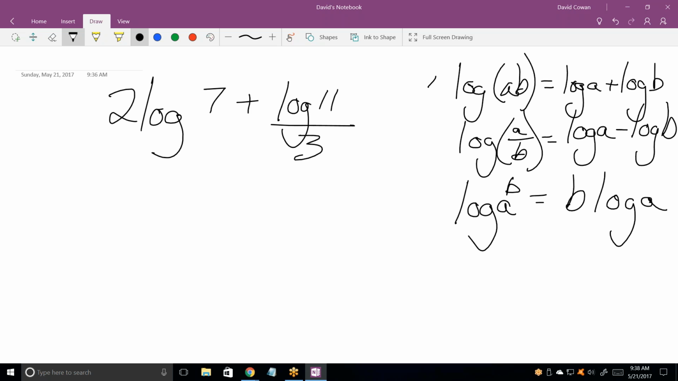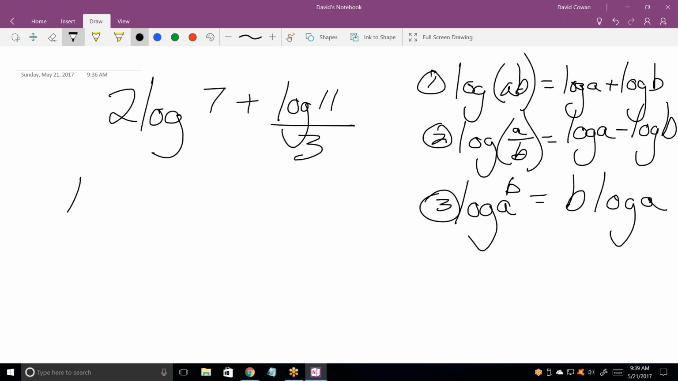Okay? So those 3 rules handle all of our expansion and condensing problems. Now, this is a condensing one. What I usually suggest to students is they just go in the reverse order. In other words, if I was expanding it, I would use rule 1 or 2 first, and then 3 at the end. But if I'm condensing it, I want to get rid of these coefficients.